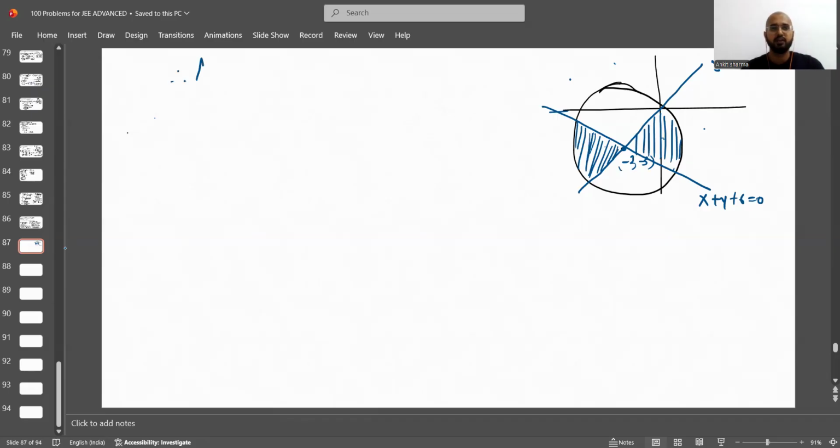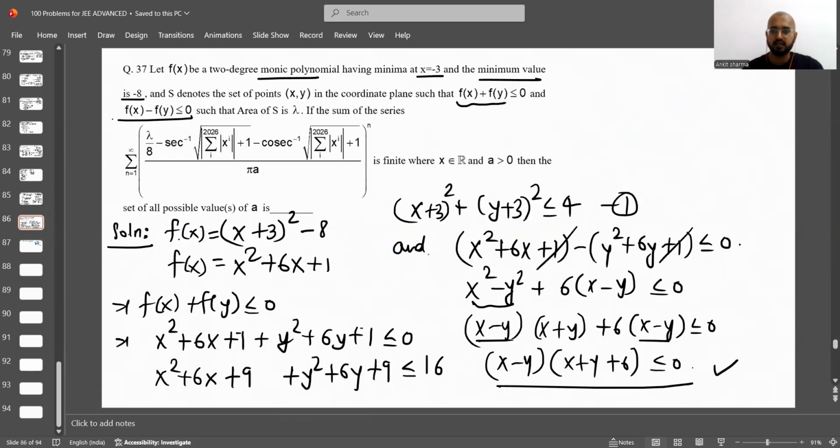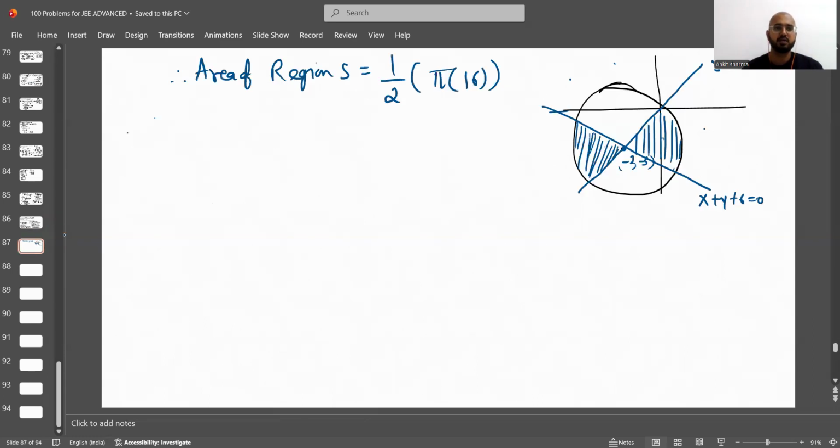So therefore, the area of region S would be just simply half of pi r square. Yes, it is going to be half of pi r square. Circle r square is 16 here, so that's going to be 16. So the area is going to be basically 8 pi.